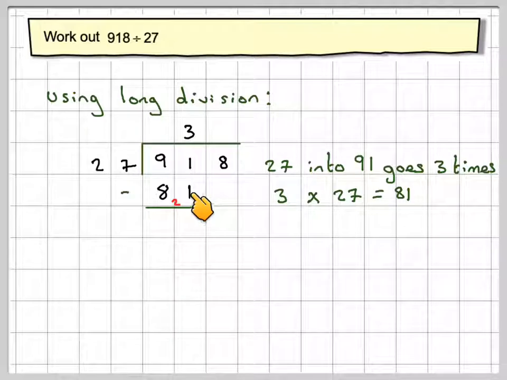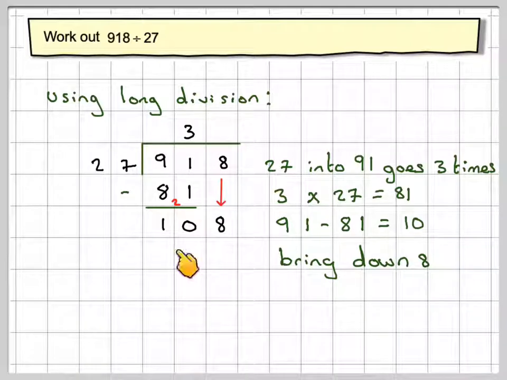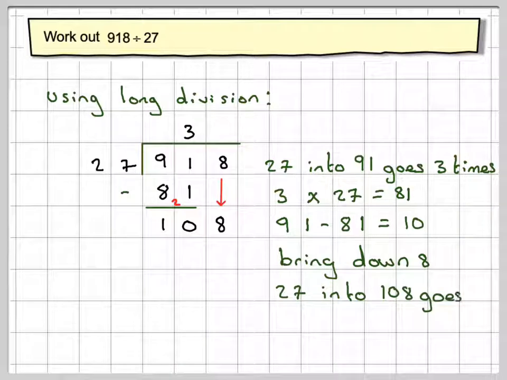So 1 take 1 is nothing. 9 take away 8 is 1. So 91 minus 81 is 10. And then what we need to do, obviously because 27 doesn't go into 10, we need to bring down an 8. And now we need to do 108 divided by 27, and 27 will go into 108 4 times.